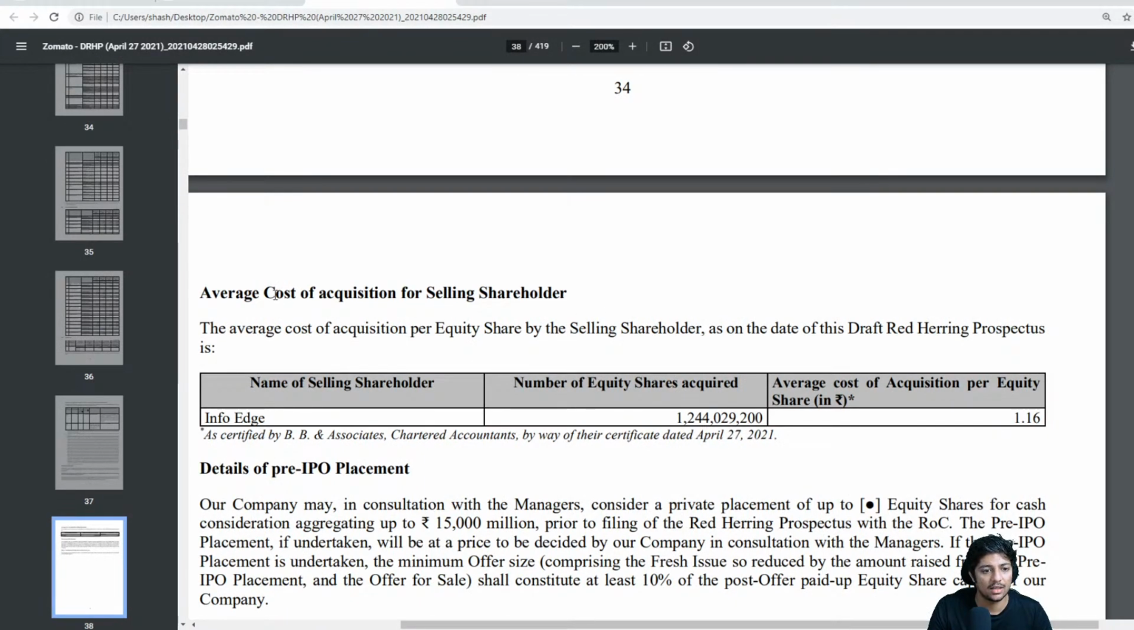Average cost of, this is not that important. Okay, look at this: average cost of acquisition for the selling shareholder. The average cost of acquisition per equity share by the selling shareholder is around 1.16.